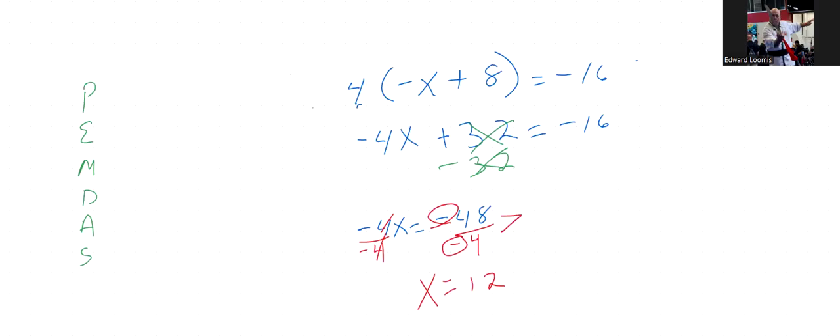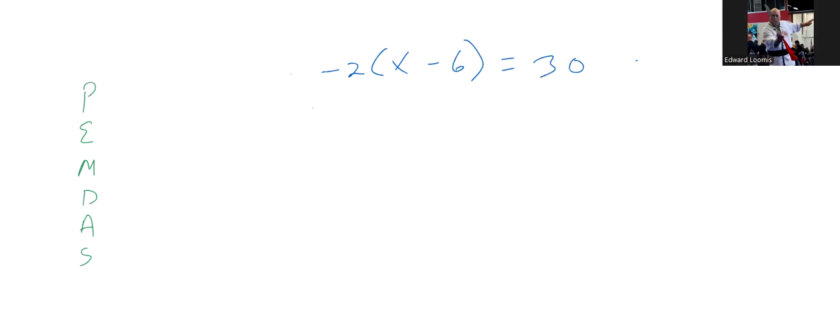Let's try another one. I'm going to try to give you guys lots of practice. Okay, let's try this. I've got a negative 2, parentheses, x minus 6, close parentheses, equals 30. Let's go ahead and take a few minutes, give you a chance to try this, pause your recording, then come on back and let's work it together.